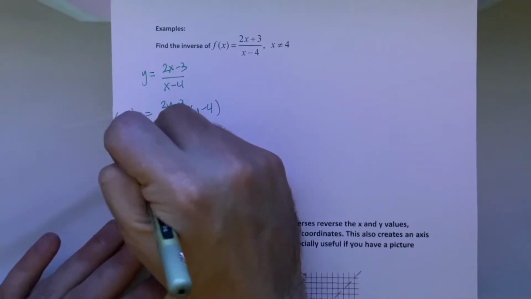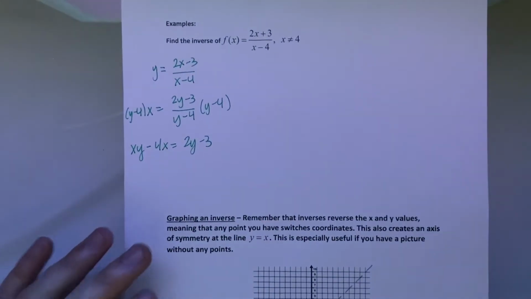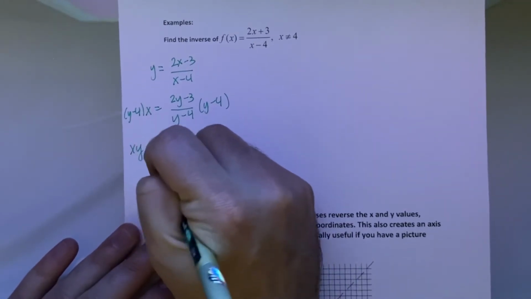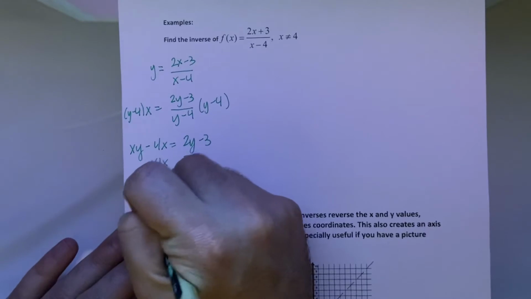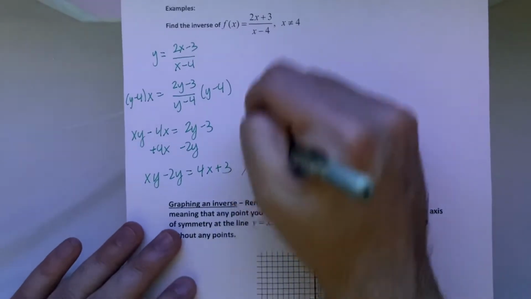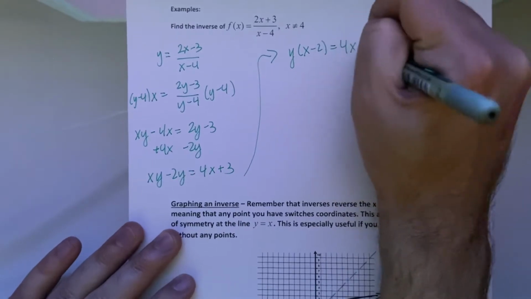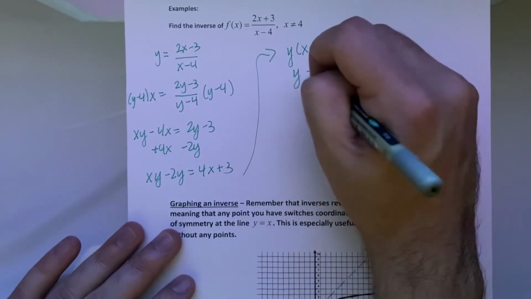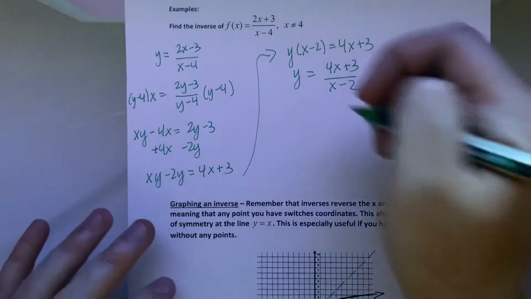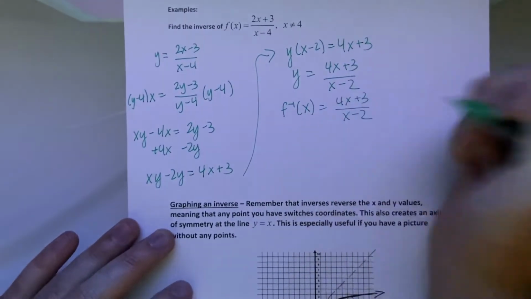So we get xy minus 4x equals 2y minus 3. In order to solve for y, I need to get all my y terms to one side and everything else to the other side. So I'll move the 2y to the left and the 4x to the right. xy minus 2y equals 4x plus 3. Factor out the y. These share y. I can factor it out. y times x minus 2 is 4x plus 3. And then divide by x minus 2. So y equals 4x plus 3 over x minus 2. So this is my inverse. So f inverse of x equals 4x plus 3 over x minus 2.